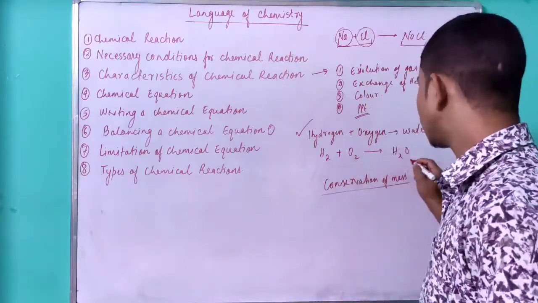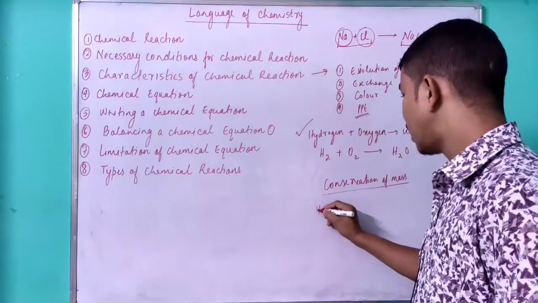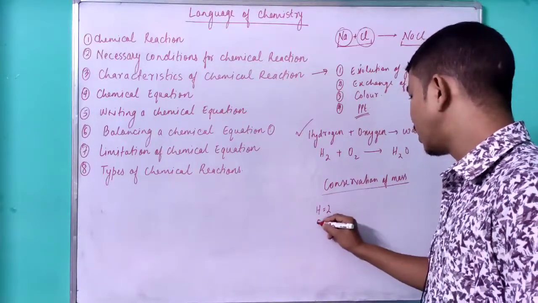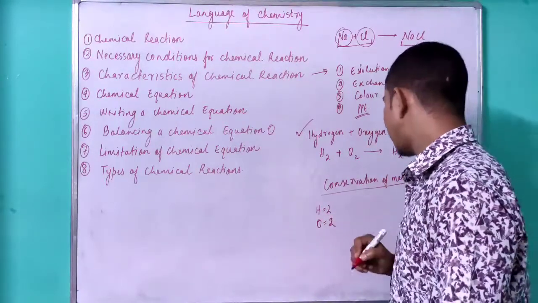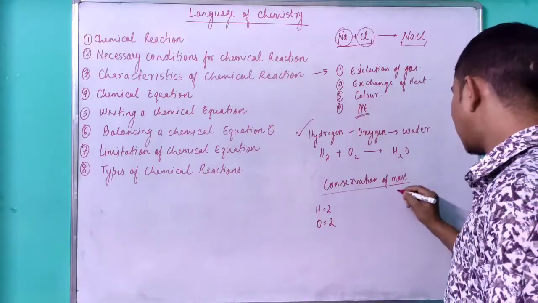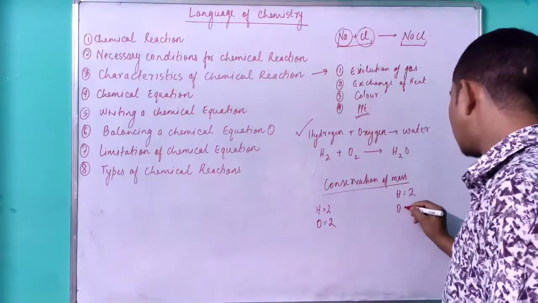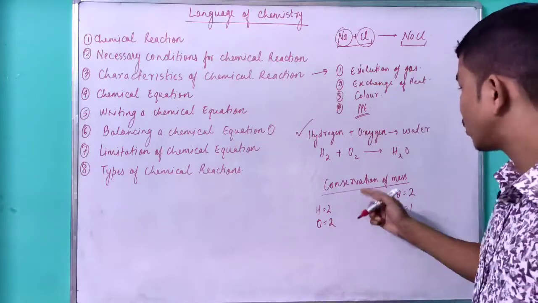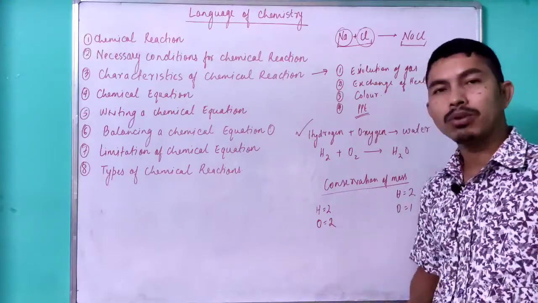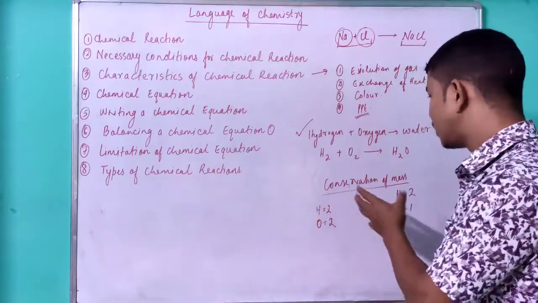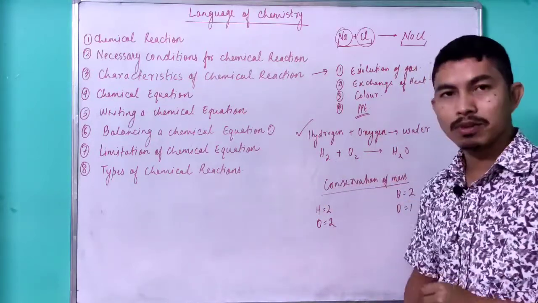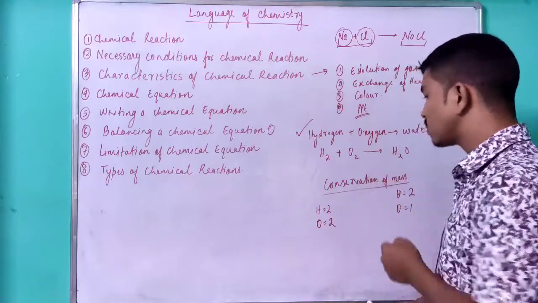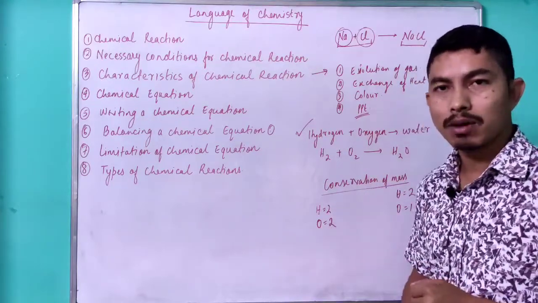If I consider this equation, on the left hand side I have 2 hydrogen and 2 oxygen, and on the right hand side the number of hydrogen is 2 and the number of oxygen is only 1, thus it is not balanced. According to the conservation of mass, on both sides of the equation the number of atoms must be the same. So in order to uphold this law, we must balance a chemical equation.